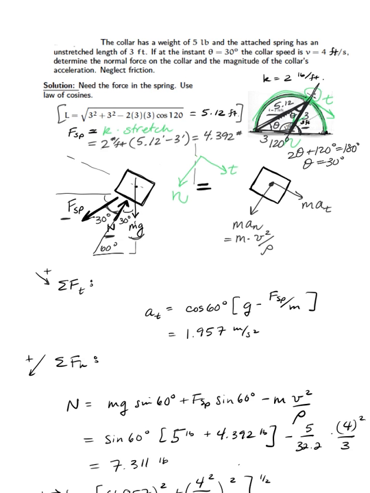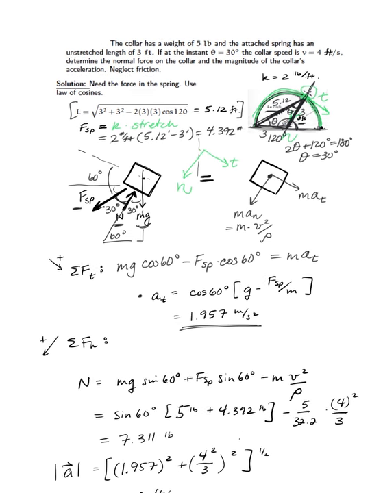Let's sum forces in the tangential direction. And so what do I have? I've got mg cosine of 60 degrees. I've got minus the force of the spring. And then I know if I'm 30 degrees there, that means I'm going to be 60 degrees there. So that's going to be cosine 60 degrees. And that's going to be equal to m a_t. So I can go ahead and solve that for the acceleration in the tangential direction.